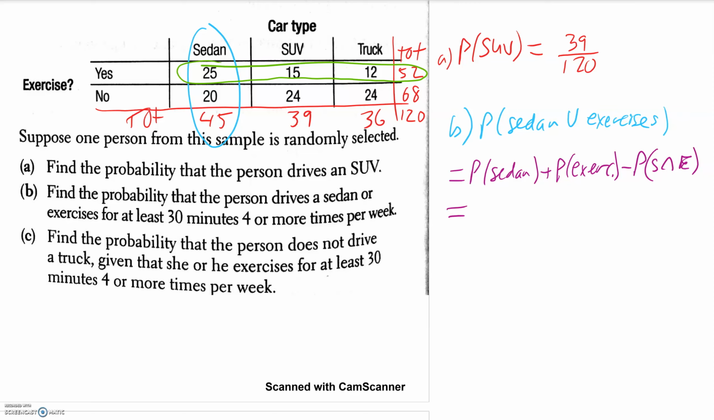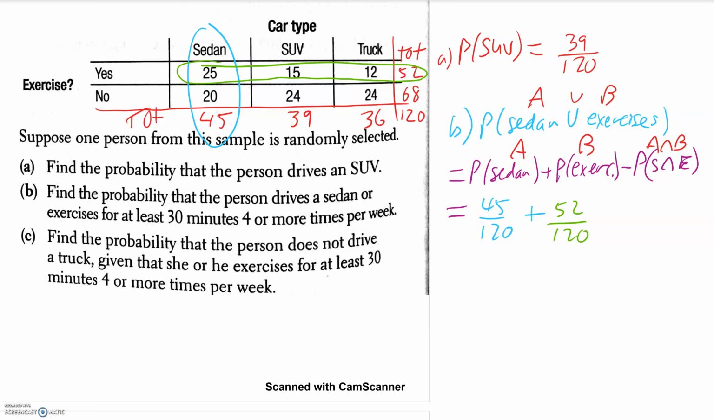And if you're confused right now, think of this as A union B. This is A, this is B, this is A and B. You got our main general addition formula that works really great here. All right, so the probability of sedan, that was the blue one here. So that would be 45 out of the 120. Next, we got probability of exercise. I'll switch over to the green for that one. That would be 52 out of the 120.